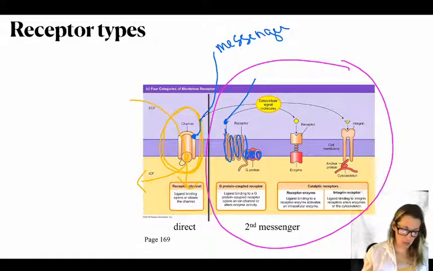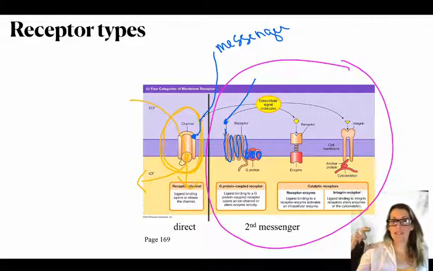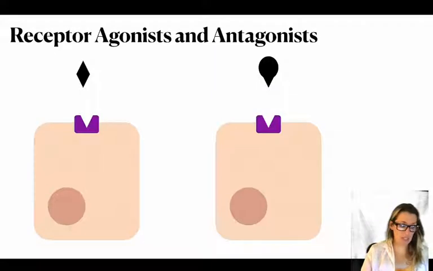Over here with our channel, the only thing we needed to make anything happen was that channel protein itself. With a second messenger system, in every case, you have to have a second messenger in addition to the protein that's embedded inside the membrane, and that's why these are called second messenger systems. Just introducing those, and we're going to come back to those in more detail.